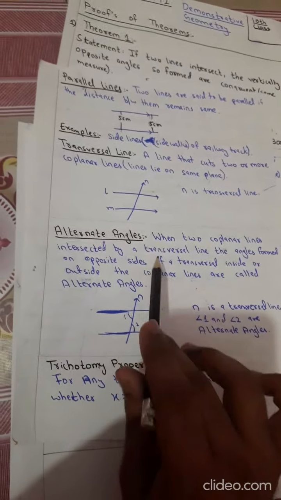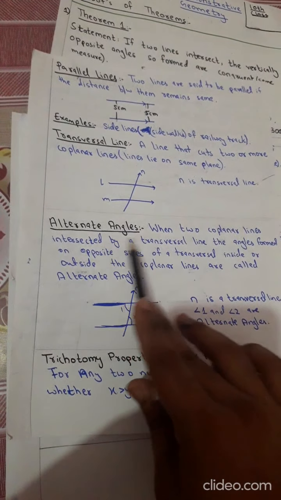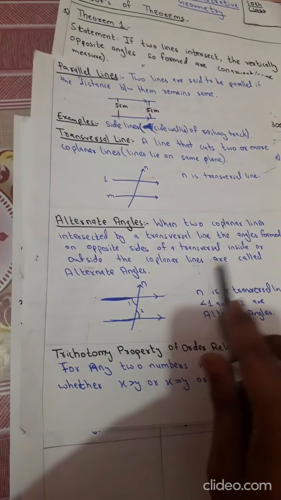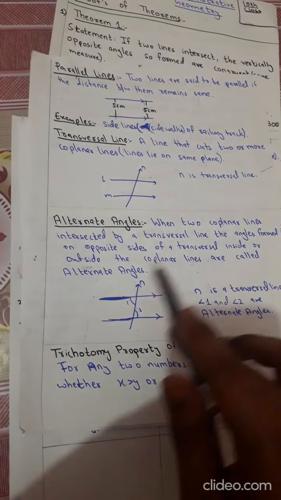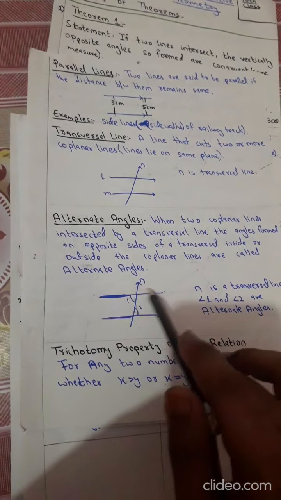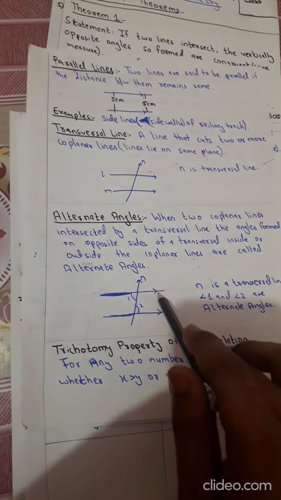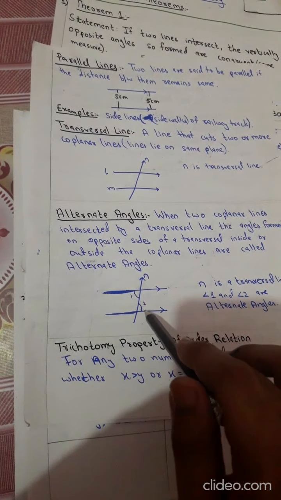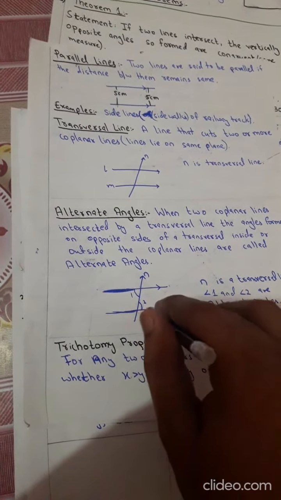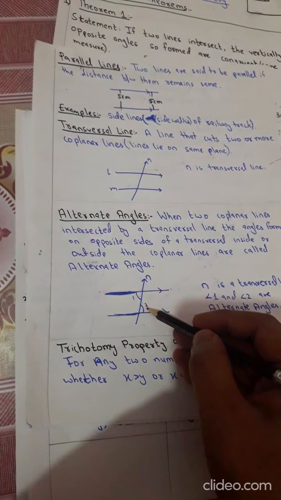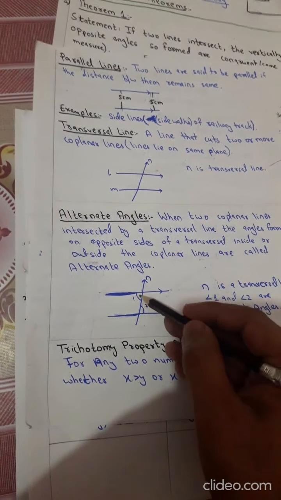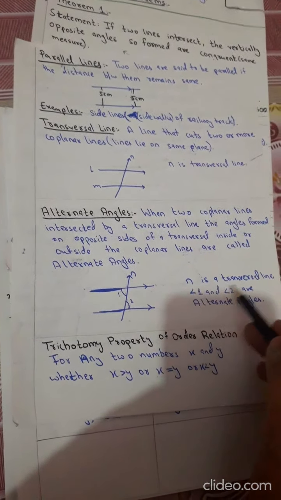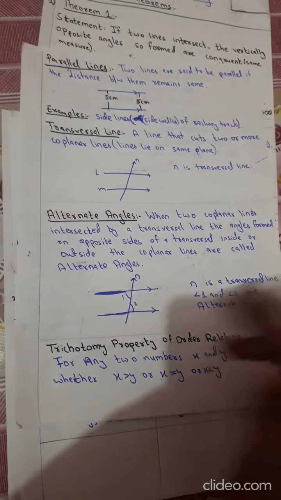Very simple. Alternate angles. When two coplanar lines are intersected by a transversal line, the angles formed on opposite sides of a transversal, inside or outside the coplanar lines, are called alternate angles. These are the two coplanar lines and it's a transversal line. The angles formed inside the coplanar lines and on the opposite sides of the transversal line are the alternate angles. Here N is a transversal line, angle 1 and 2 are alternate angles.